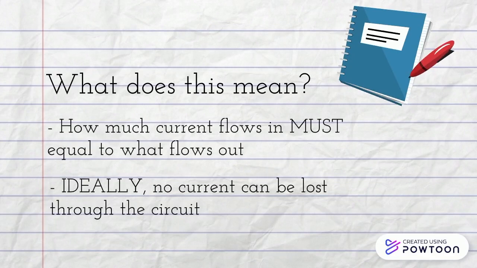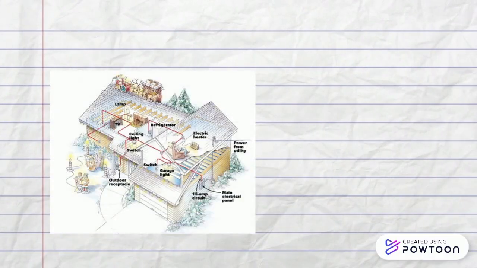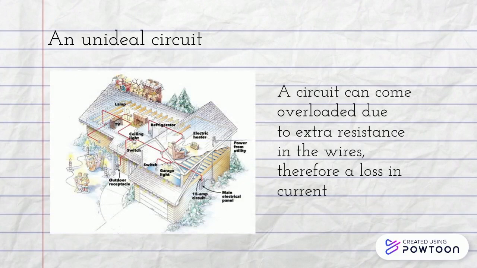In an ideal environment, no current or energy brought into a circuit can be lost, whereas in a non-ideal environment, such as within a household, energy and current would be lost in the form of heat or resistance within each component that the current is flowing into.